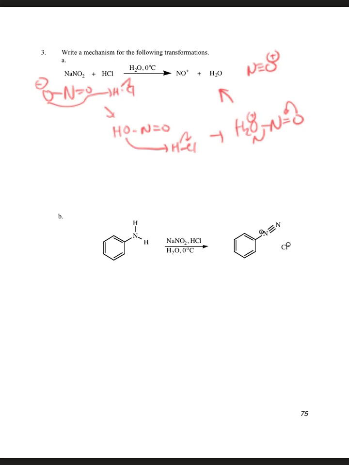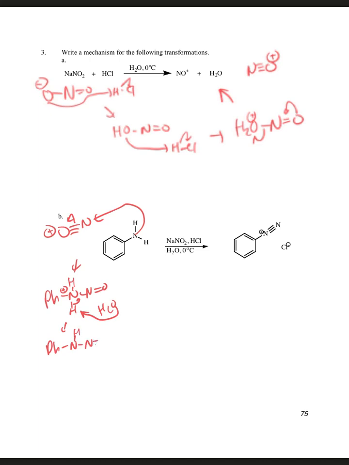So now we take that NO plus and react it down here with aniline. Have the aniline attack the nitrogen, so we get the NO plus on there. That gives us the nitrogen with a positive. We have water around, so remove an extra hydrogen, and that gives us the neutral compound, which we can then protonate with acidic water.